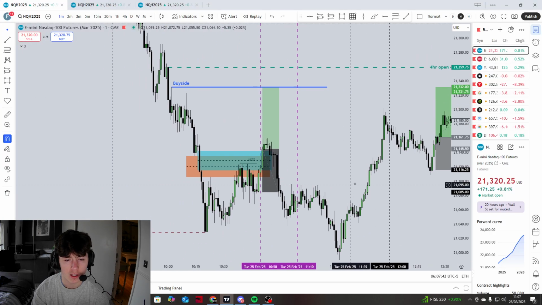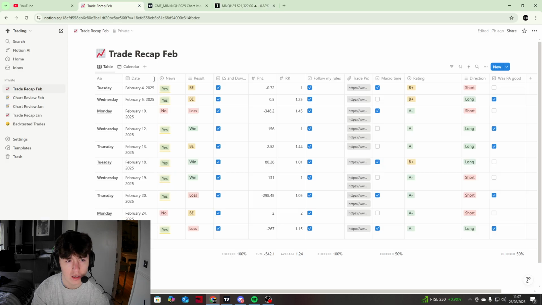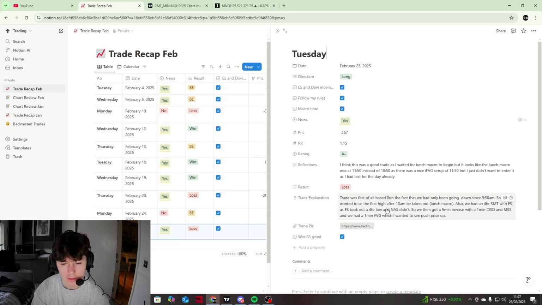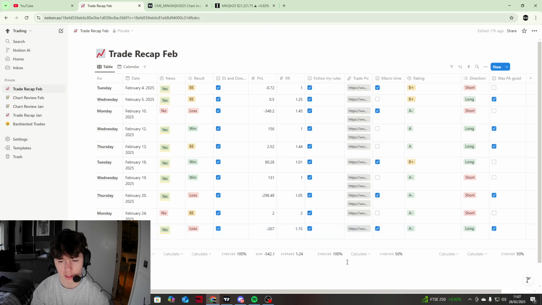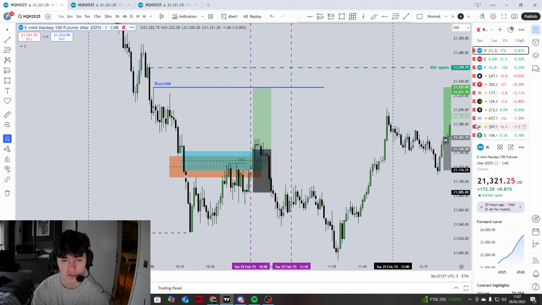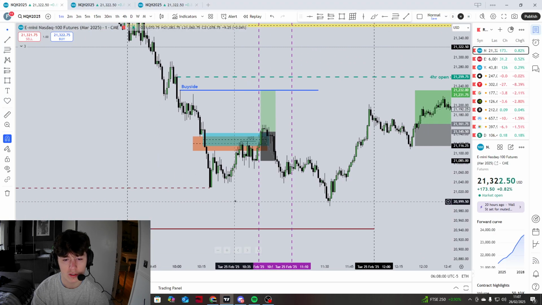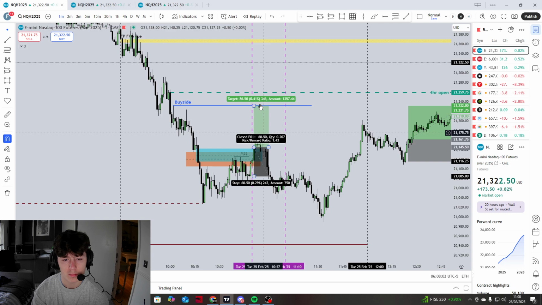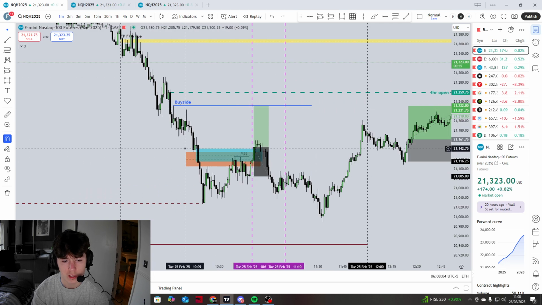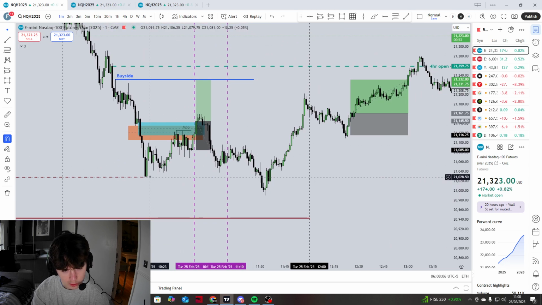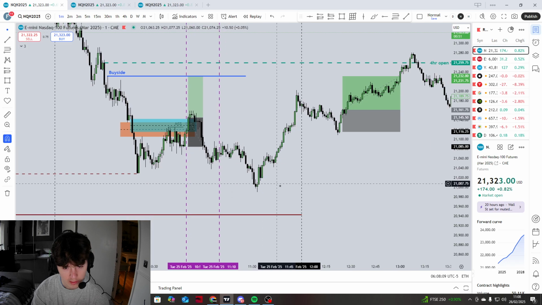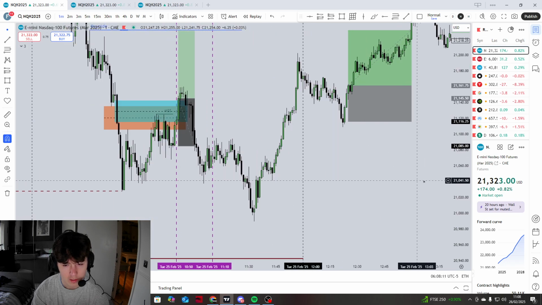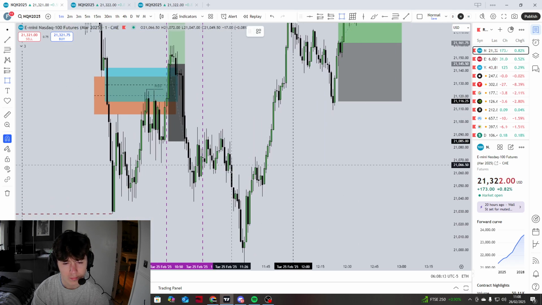But yeah, I don't really see much wrong with this trade. It's just based off the lunch macro. Entered in a macro time. I do think that PA was good yesterday. I don't think it was bad. It was quite volatile. We come down, market structure shift, fair value gap, entry, lunch macro because we've been going down. And then unfortunately we just wanted to take out this sell side one more time and then get this inverse, which was also a nice entry.